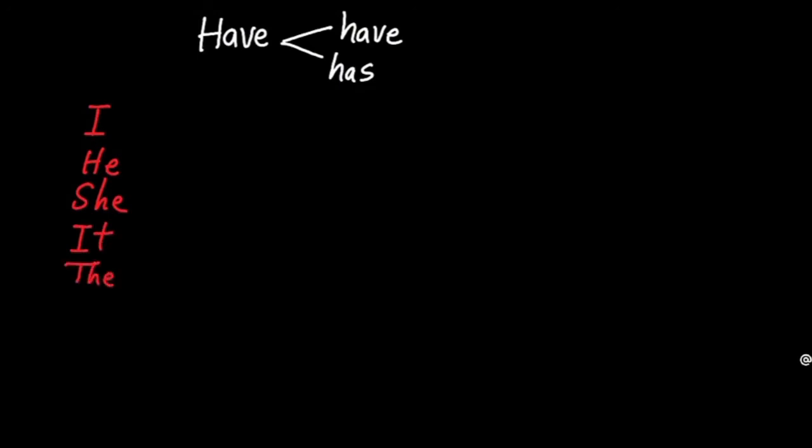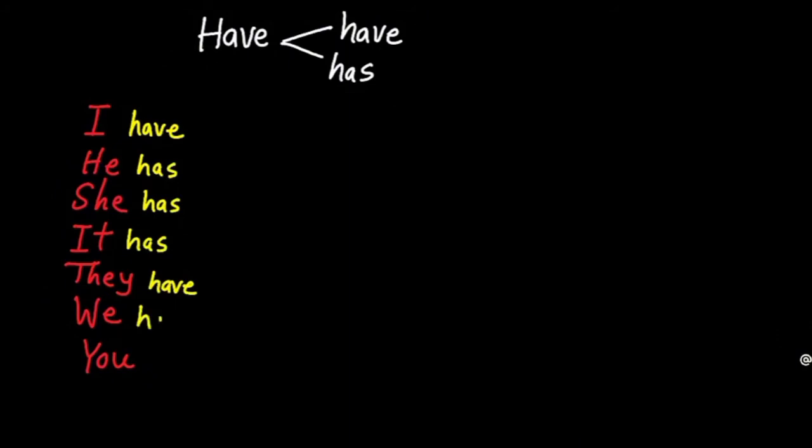The verb to have has two forms, have or has. And we use them differently with the 7 pronouns we have in English: I, he, she, it, they, we, you. I takes have: I have, he has, she has, it has, they have, we have, you have.